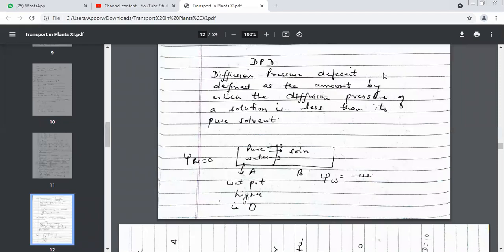It is defined as the amount by which the diffusion pressure of a solution is less than its pure solvent. Remember, diffusion pressure is always higher in pure solvents compared to solutions. Always. First thing you remember, pressure will always be higher in a pure solvent. Okay, and it will be less in a solution. Is it okay for everybody? Come on, revise it with me. The pressure will be higher where? In a pure solvent or a solution?